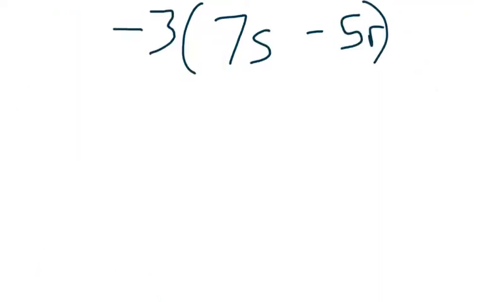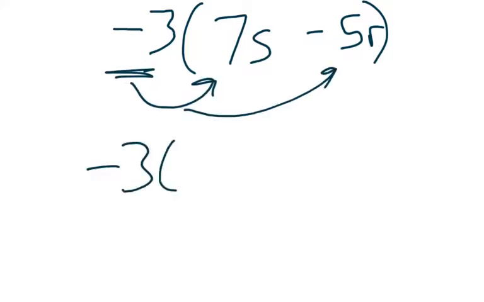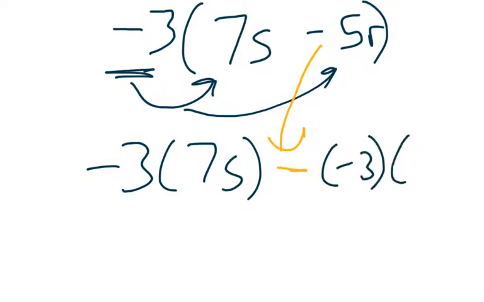Alright, next up. This one is pretty straightforward. You have a -3, and we simply have to multiply it to the 7s and to the -5r. So, -3 times 7s. Then we have a minus sign. So we're going to bring this straight down, minus. And then we have -3 times 5r. And so a negative times a positive is a -21s.